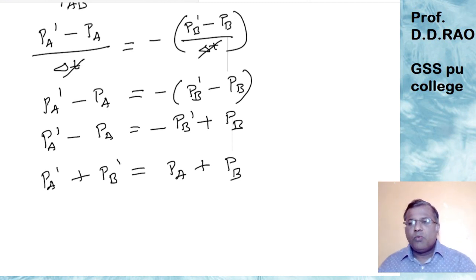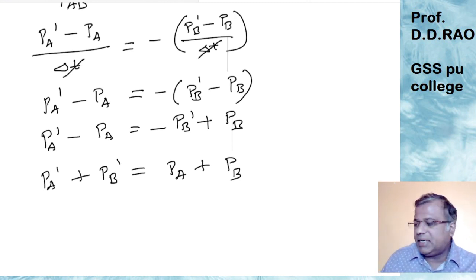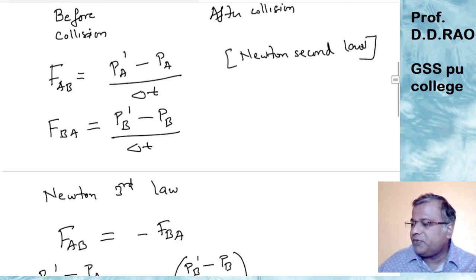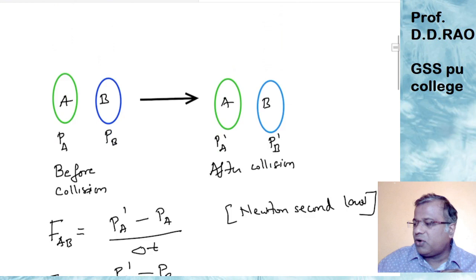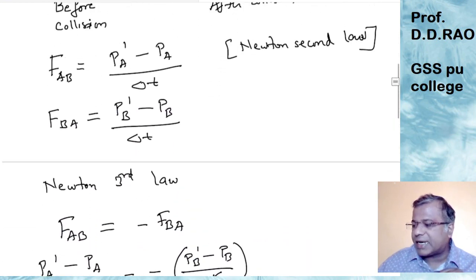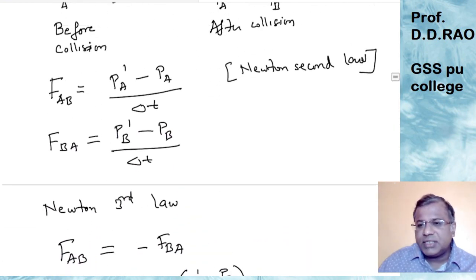Now, what are PA dash and PB dash? If you see the diagram over here, PA dash and PB dash were the momentums after collision, whereas PA and PB were the momentums before collision. And what we saw by applying Newton's second law, what does Newton's second law say? That force is equal to rate of change of momentum.